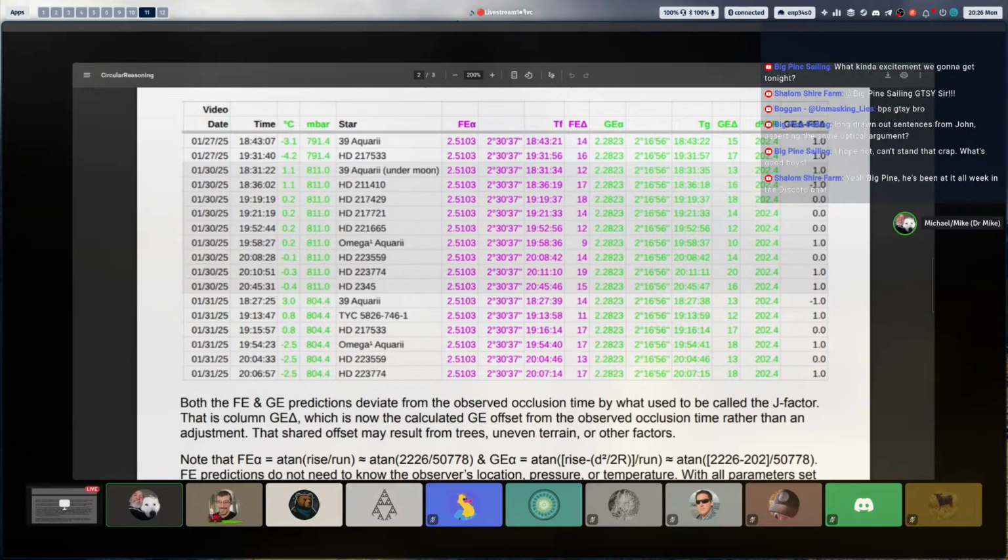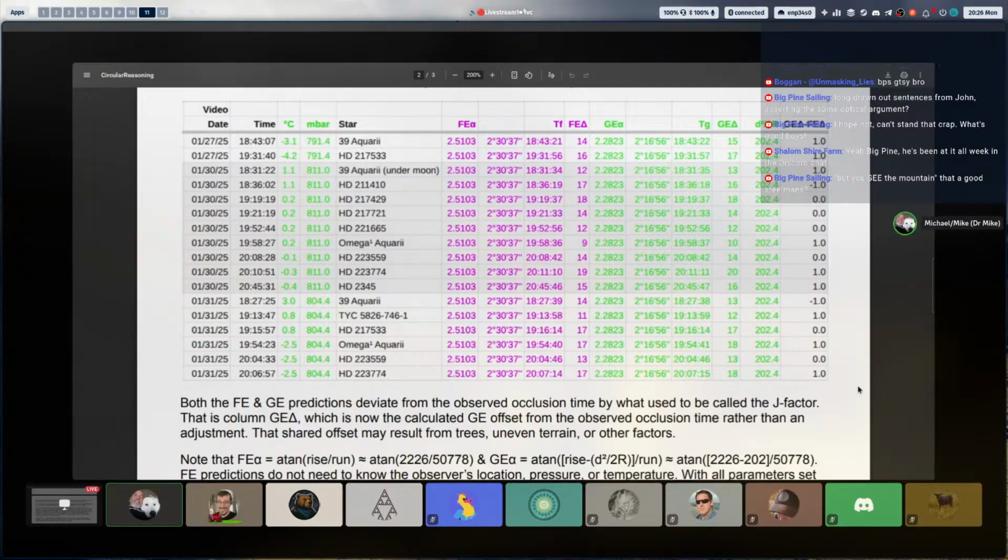So at the time I first came up with the J factor, I was only hypothesizing why that was needed and what it was. Now we know that's exactly how much the globe Earth prediction deviates from the actual occlusion. And that may result from trees, uneven terrain. There may be other factors. We don't know exactly what causes it yet, but it applies equally to globe Earth measurements and flat Earth measurements.